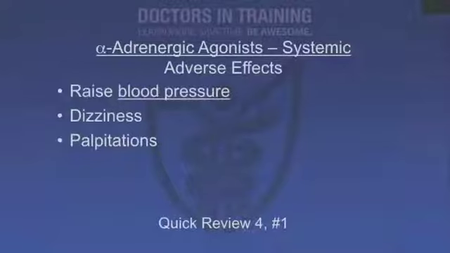Now your systemic alpha-adrenergic agonists, they're clamping down vessels. What do you think that would do to blood pressure? It's going to raise blood pressure. So you have to use caution in patients with hypertension when you're giving them a systemic alpha-adrenergic agonist.